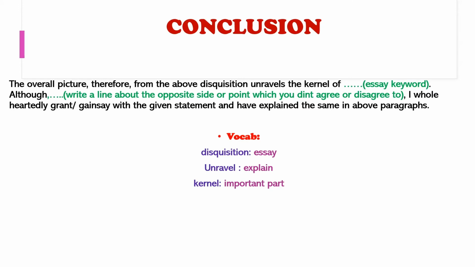Although blah blah blah. So here I will write the opposite side. If I have written that art should be given in schools, I will say although there are some negative sides of learning art in schools, I wholeheartedly grant.